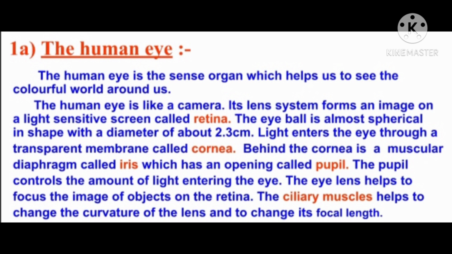The light enters the eye through a transparent membrane which is called cornea. Behind that cornea there is a muscular diaphragm that is called iris, which has an opening called pupil. What is the function of pupil? Very important. The pupil controls the amount of light entering our eye. Our eye lens helps to focus the images on the retina. The ciliary muscles help us to change the curvature of the eye lens and to change its focal length.